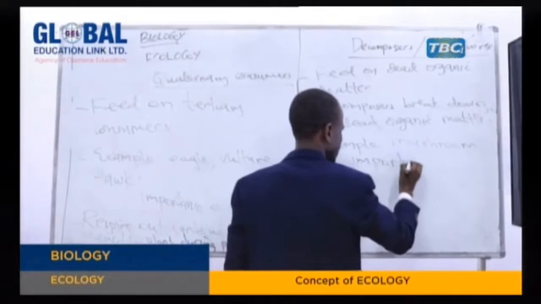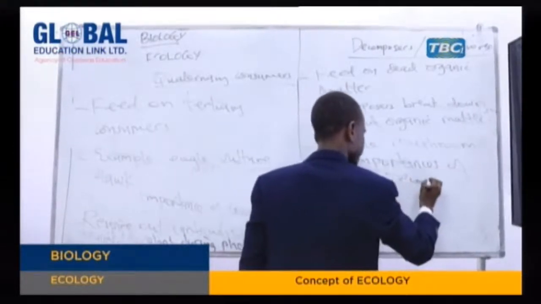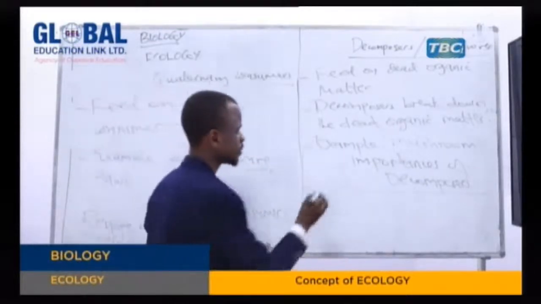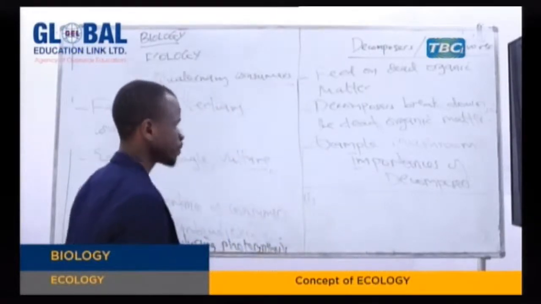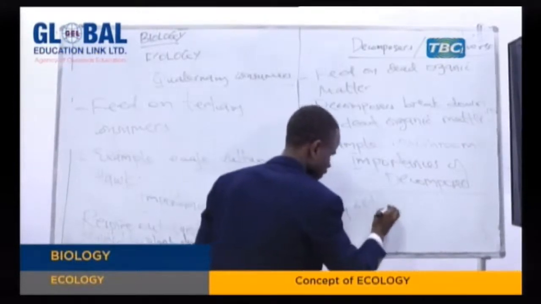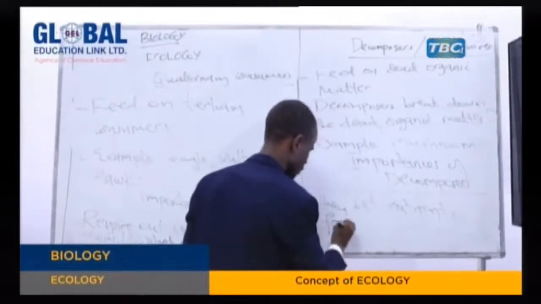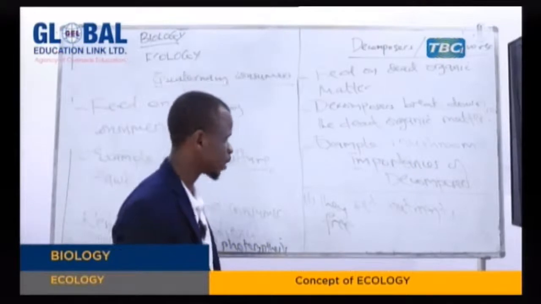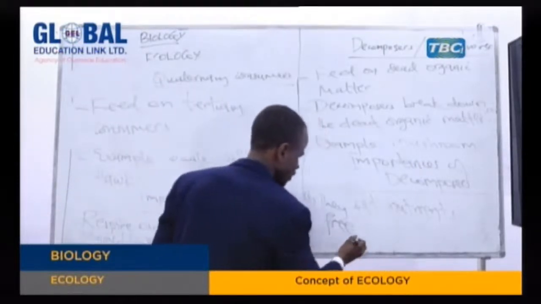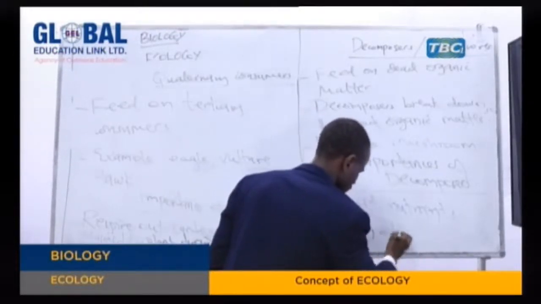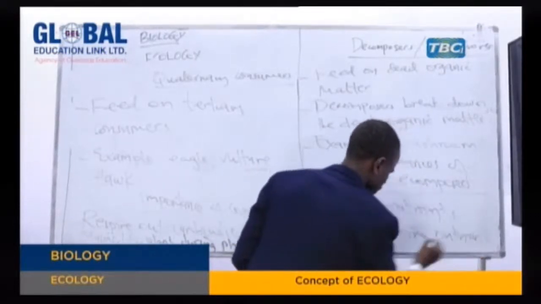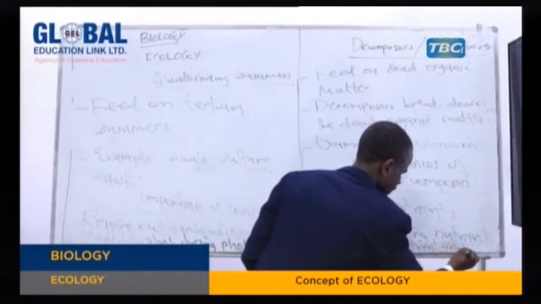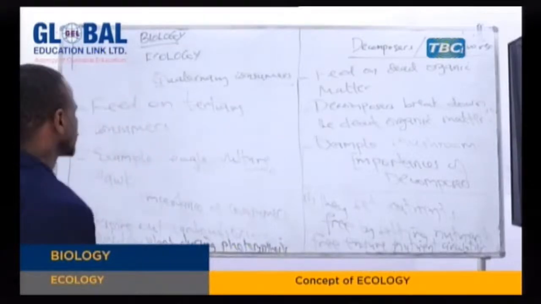What are the importances of decomposers, my students? Decomposers are very important in the ecosystem as follows. One, decomposers set nutrients free from the dead organism, which can be absorbed by producers. Therefore, by setting nutrients free, they ensure nutrient circulation in the ecosystem.